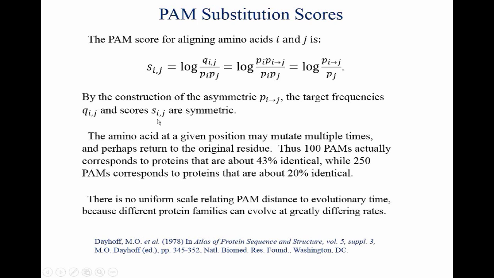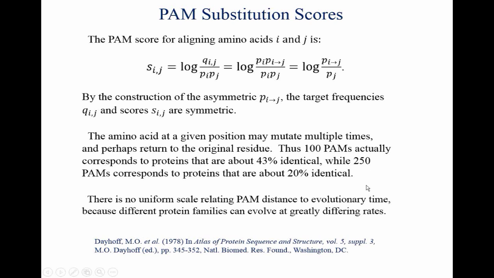are in fact symmetric. Now, one should say that 100 PAMs, just to make this clear, 100 PAMs is the total amount of evolution where there have been 100 changes on average over a protein of length 100. But some of those changes may have taken place in the same position. So a given position may mutate multiple times, and in fact, it may mutate back to what it started as. And so using this model, one can calculate that at 100 PAMs of evolution, the sequences are still actually 43% identical, because many positions haven't changed at all in that time, and some positions have changed multiple times but have changed back. And 250 PAMs corresponds to proteins that are about 20% identical.